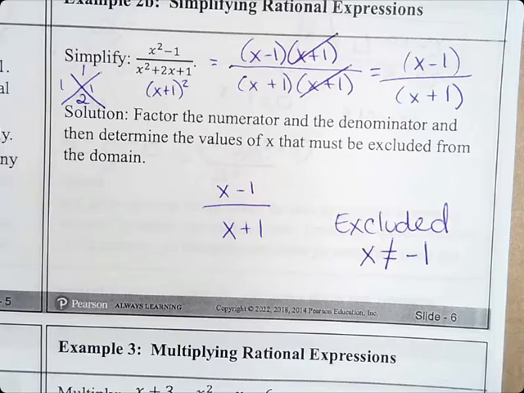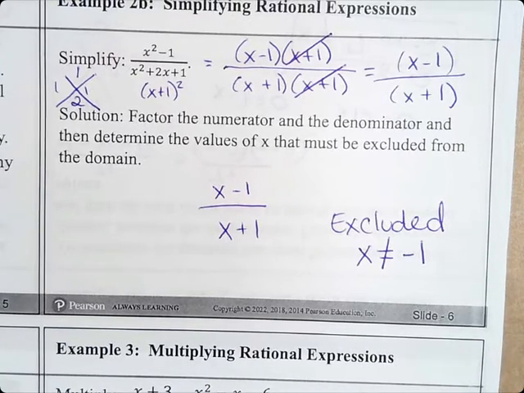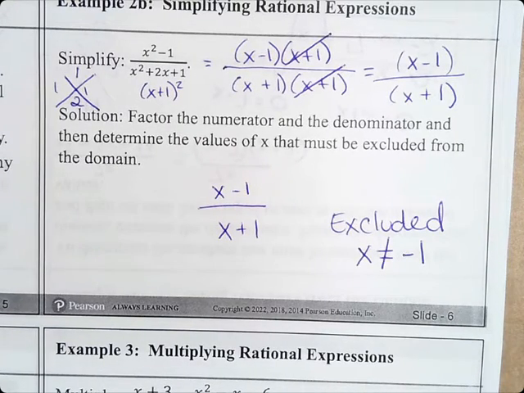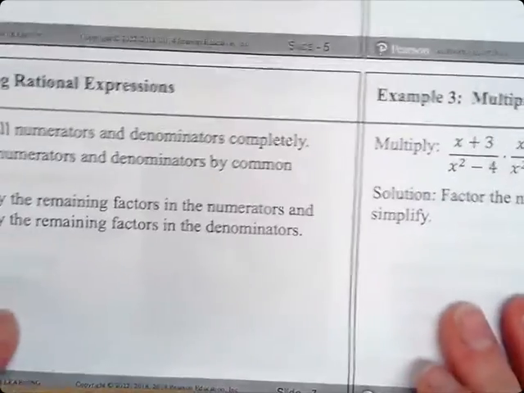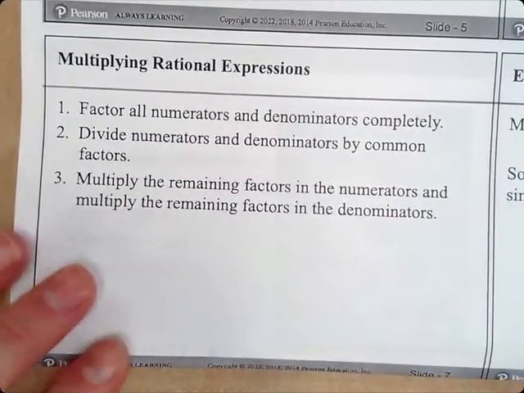So we only exclude what's on the denominator? Yes, we only exclude what's on the denominator. And later you'll see that these are your vertical asymptotes. We're going to get into that later. But you can't go through negative 1 on the x-axis. So it's an asymptote. All right, let's look at the instructions.